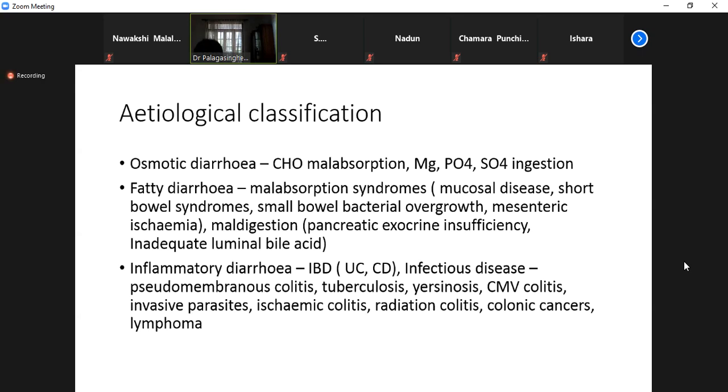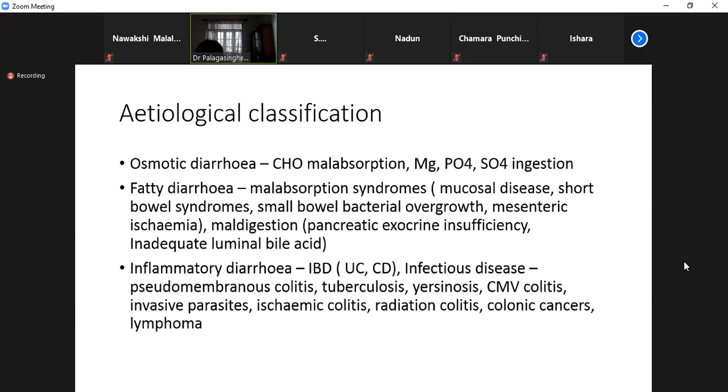Certain malabsorption syndromes, like mucosal diseases, small bowel bacterial overgrowth, and mesenteric ischemia, can have fatty diarrhea or steatorrhea. And not only absorption problems, sometimes digestion problems, like exocrine pancreatic failure in patients with chronic pancreatitis, and inadequate luminal bile acid, again present with steatorrhea. So the hallmark of steatorrhea is deficient or insufficient fat absorption in the bowel.